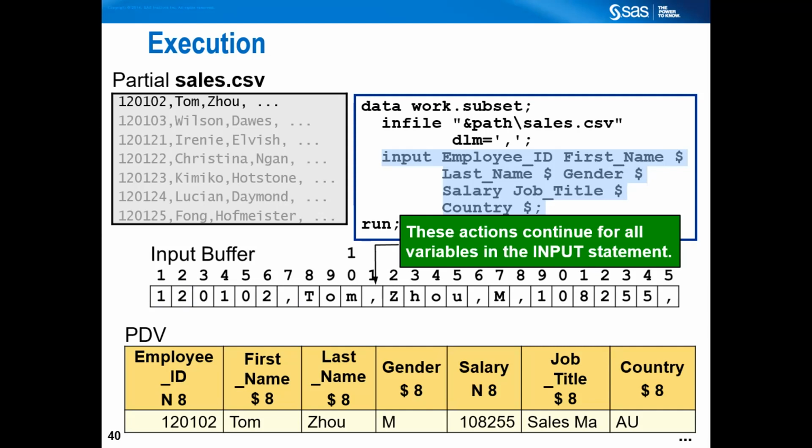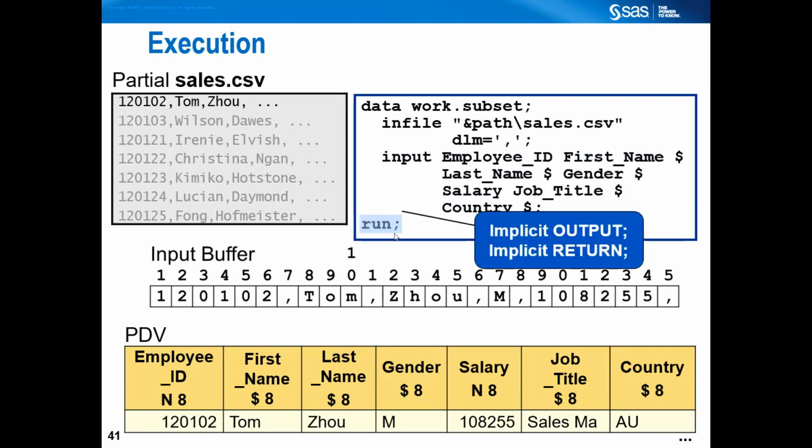Then understand, the next statement in the data step is run. When run comes, run always plays the role of implicit output and implicit return. Implicit output from where? From the PDV. This observation has to be put into the data portion of your data set. Correct? Hence implicit output. Implicit return means this data step again has to be processed for upcoming records, that is, the next data cycle or next data iteration. So that is the role of run.